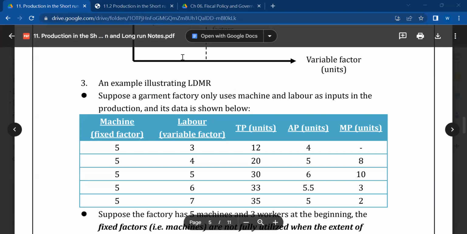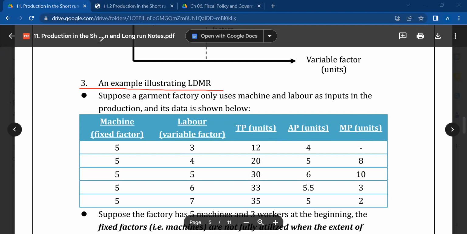Okay, let's look at this example. Example to illustrate LDMR. Suppose the garment factory only uses machines and labors as input in the production and the data is as follows. Yesterday we talked about there is a machine. That is the fixed factor, right? Neighbor, this is the variable factor. And we get the total product, average product, and the marginal product, right?